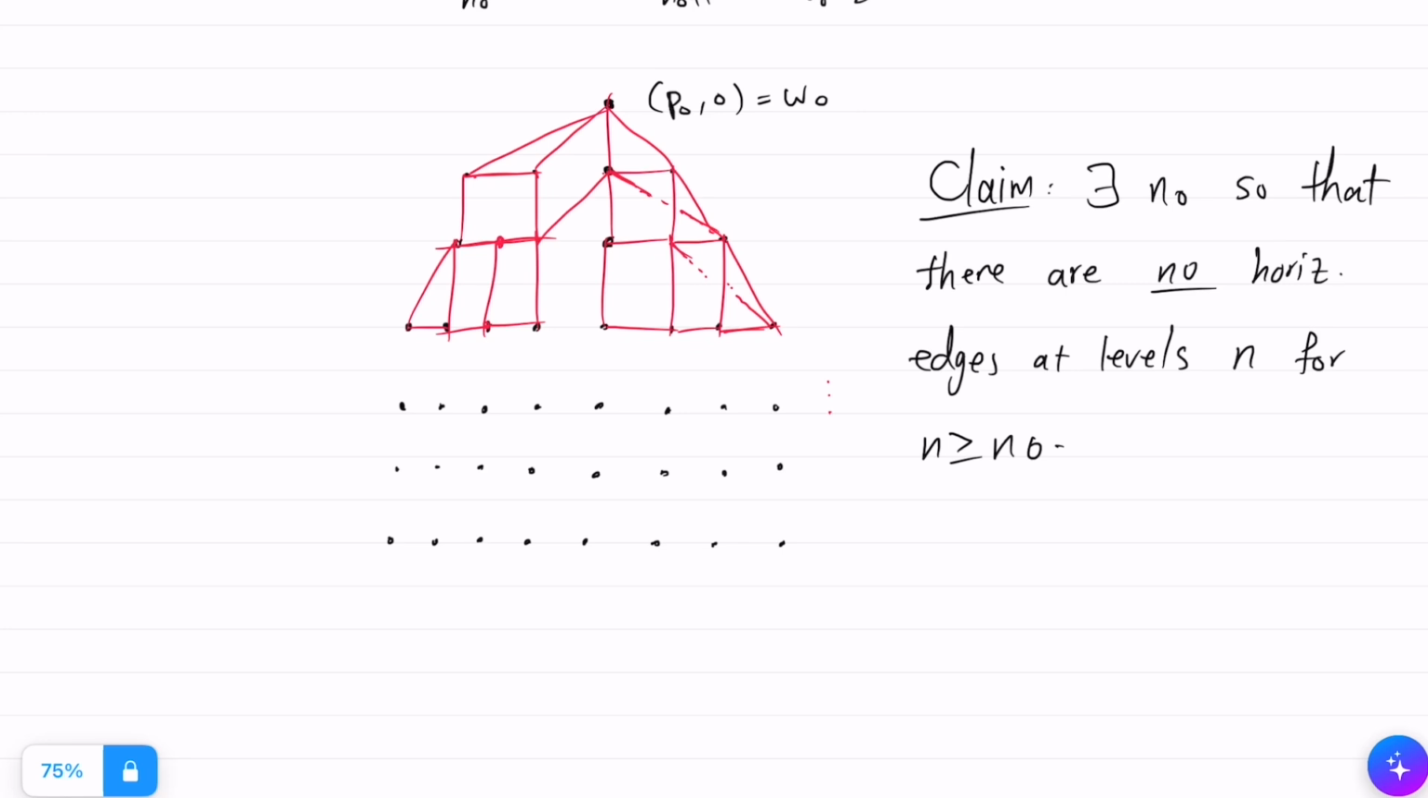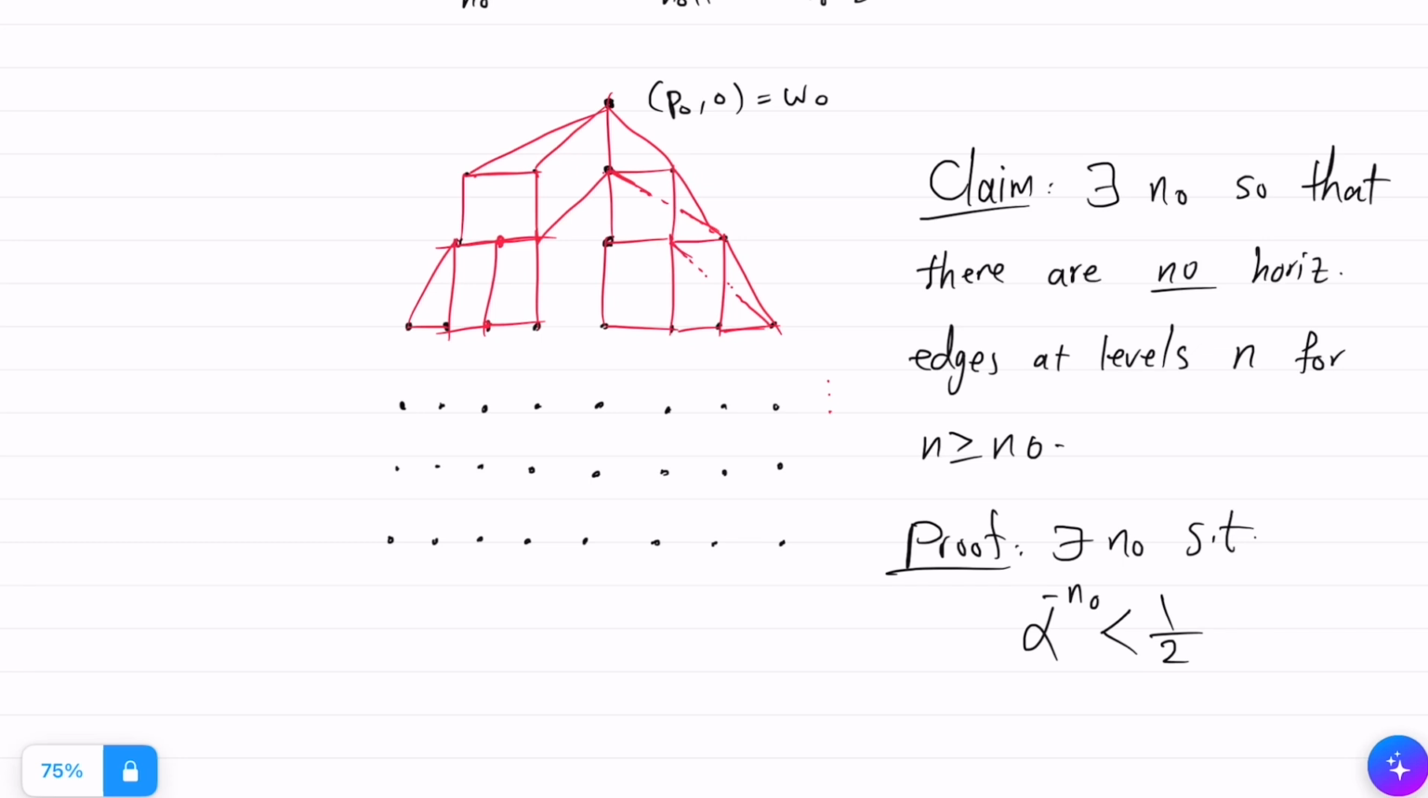Okay, why? Because there exists n0 such that alpha to minus n0 is less than, say, 1/2 of the minimum distances of pi, pj. Of course, i not equal to j. Okay, and at that point, if you take, and I have to put also tau here.